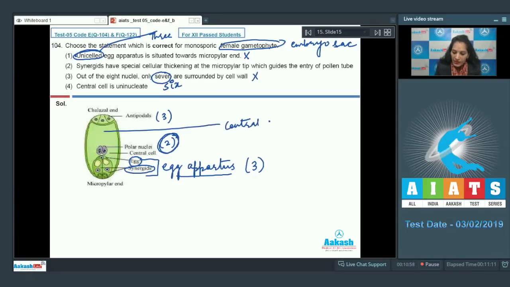Fourth, central cell is uninucleate. No, this is the central cell and this central cell is the largest cell which has 2 polar nuclei. So it is binucleated, not uninucleated. So this statement is also incorrect.